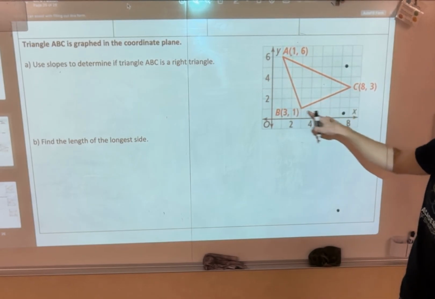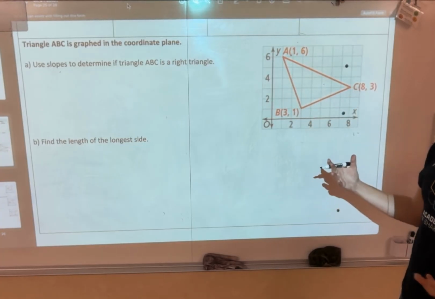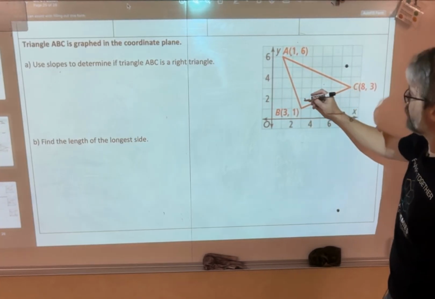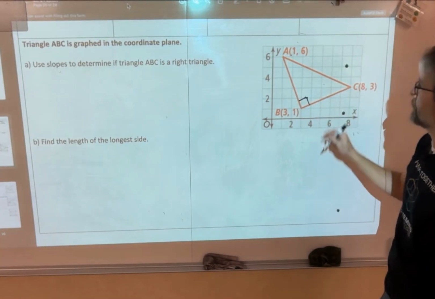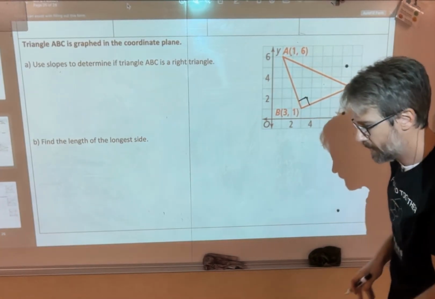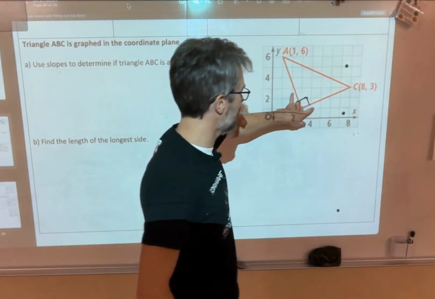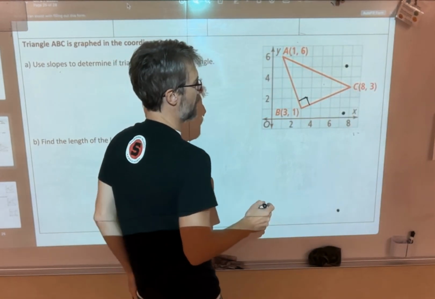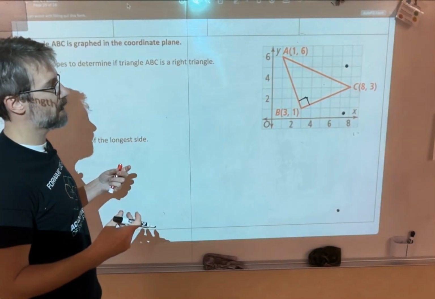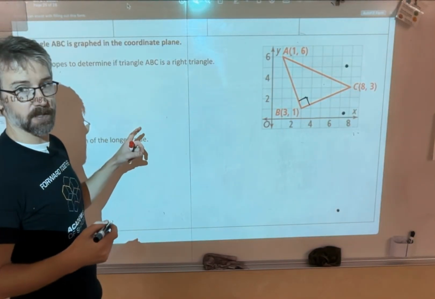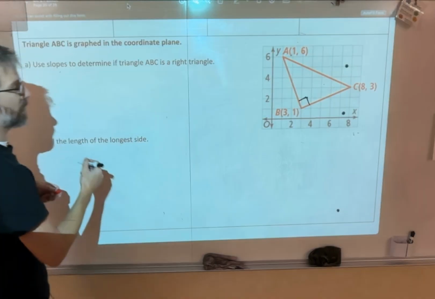So looking at this, I kind of want to know which one I think is the hypotenuse, which ones I think are the legs, and which one I think is the 90-degree angle. And I think it's this one right here. This appears to be the longest side. So I'm going to go ahead and assume that's the 90-degree angle. Now, to figure this out, we need to look at the slopes. And if the slopes are perpendicular, then we know that that is a right triangle.